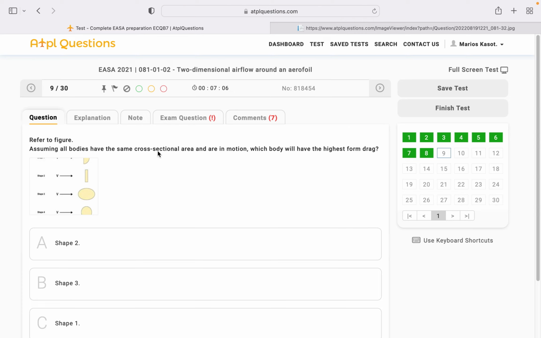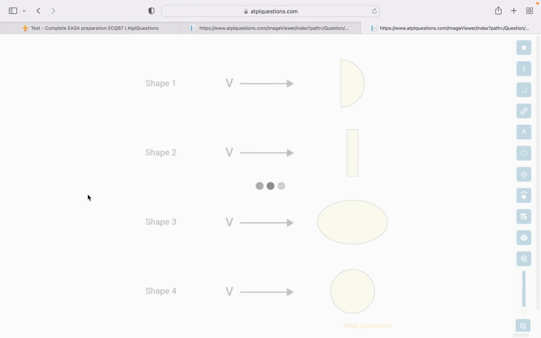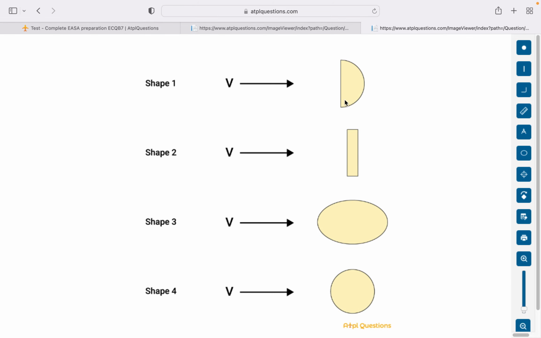Assuming all bodies have the same cross-sectional area and are in motion, which body will have the highest form drag? Of course, you see here 3 and 4 are curved and way smoother than 1 and 2. So we can see some kind of curvedness here. So the highest form drag will be on this flat plate, number 2.